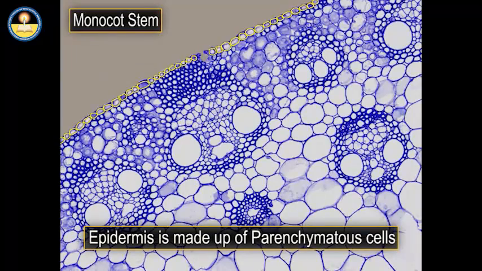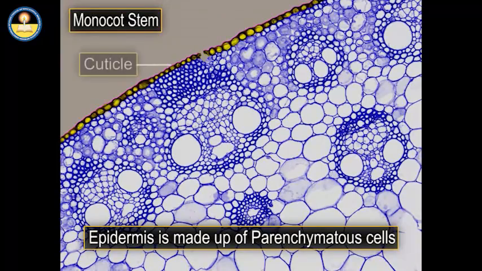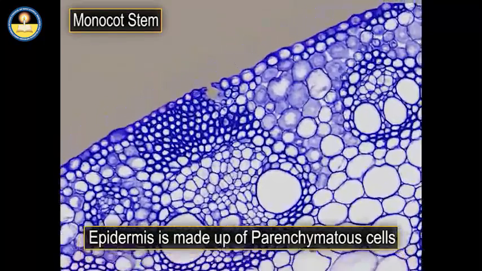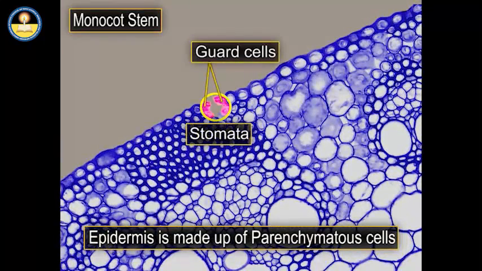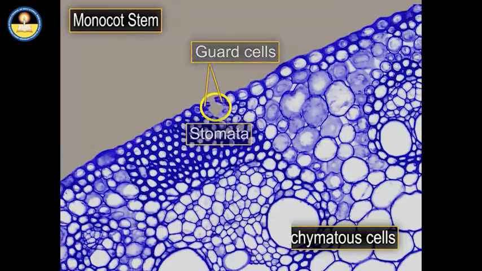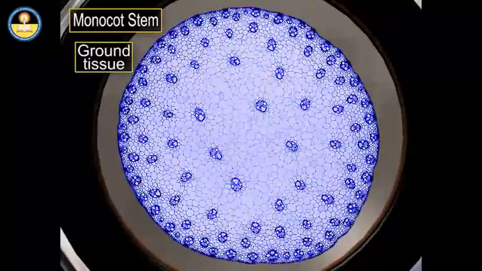Present in the Bowman's capsules, filtering units of kidney. Wall of glomerulus is made up of simple squamous epithelium, thus making this blood filtration possible.